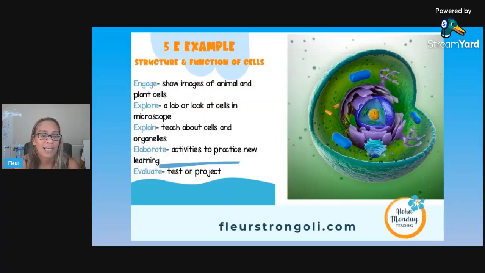At the very end, you have your test ready because you did that at the beginning. So you knew what you were going to teach. And you're going to assess your students and make sure they learned what you wanted them to learn. Or you can use a project as an assessment.